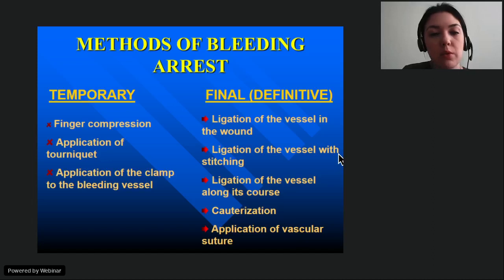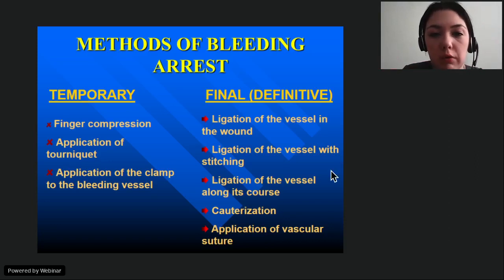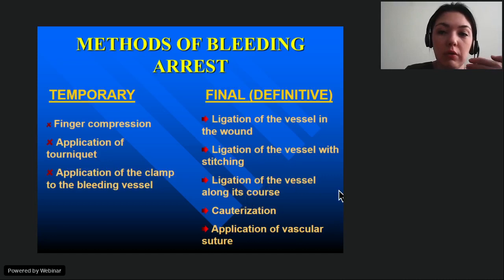And there are final methods of bleeding arrest or definitive methods. It is ligation of the vessel in the wound, if we can find it in the wound, if it is not such a crushed wound. Ligation of the vessel with stitching. Ligation of the vessel in the wound is just when we ligate it, and that is all. Ligation of the vessel with stitching is when we ligated the vessel and then we restored the integrity of the vessel, and so everything is fine. Then ligation of the vessel along its course, somewhere away, if it is an artery, somewhere proximally, and if it is a vein, somewhere distally, if we cannot find the vessel in the wound.